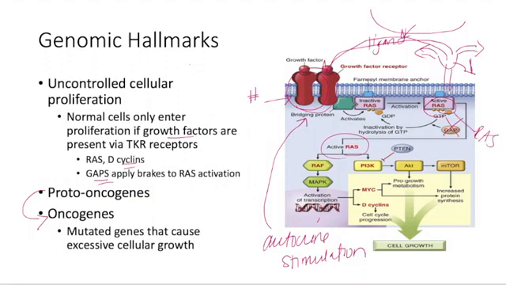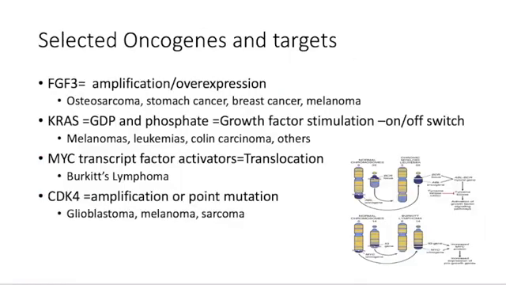And this results in unregulated cell growth just because this receptor does not turn off. So here are a couple selected oncogenes and targets. If you look in your book, you'll see the overexpression or amplification, so you can see the mode of activation of the tumor. Same here is what I have included so that you can see PGF3 has an amplification risk or an overexpression risk. And we'll see that in osteosarcoma, breast cancer, melanoma.